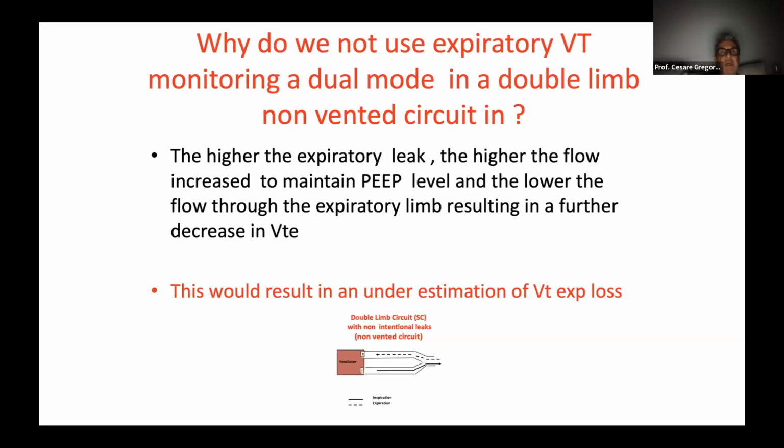I tell you why. If you link the PRVC to the measurement of tidal volume, what happens in case of leak? The higher the expiratory leaks, the higher the flow increases to maintain a given level of PEEP, because the first mechanism the ventilator acts on is to maintain the level of PEEP, so it increases the flow. And increasing the flow results in much more tidal volume going out from the native patient airway. And this would result in an underestimation of expiratory VT.